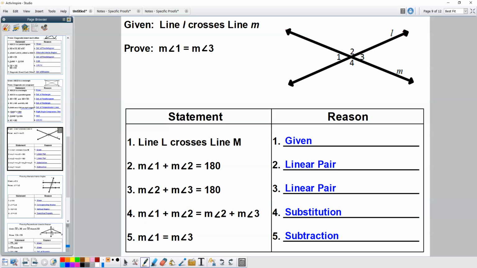You're trying to prove vertical angles here. So if you want to make a note that this is vertical angles, trying to prove that they're equal. So you're given that line L crosses line M. You're going to use definition of linear pair. So 1 plus 2 equals 180. 2 plus 3 equals 180. Did some substituting. And then down here you subtracted the measure of angle 2, measure of angle 2. We've done that before in a proof though.